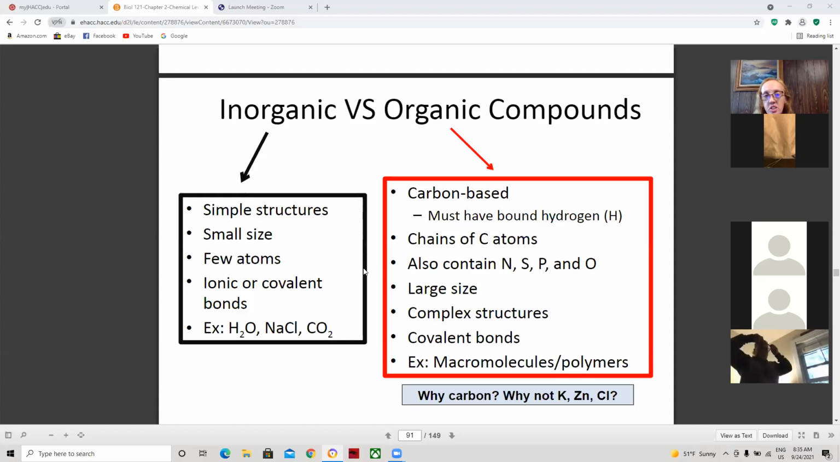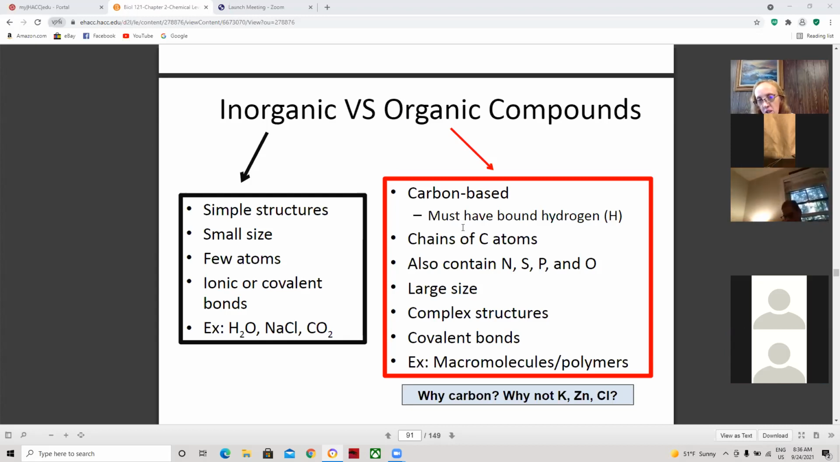First and foremost, differences between inorganic and organic compounds. Inorganic compounds are simple structures that are small in size with few atoms involved. And they tend to be bound by ionic or covalent bonds. Some examples are water, sodium chloride, and carbon dioxide. Organic compounds are carbon-based, and they must contain hydrogen. So if you are asked on a quiz or an exam if a given compound is an organic molecule, if it does not contain both carbon and hydrogen, it's not an organic molecule. It has to contain both carbon and hydrogen.